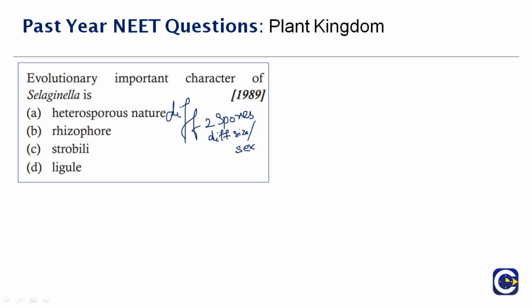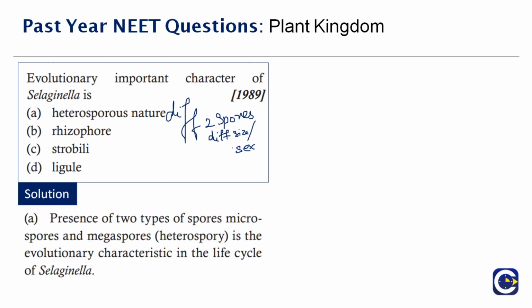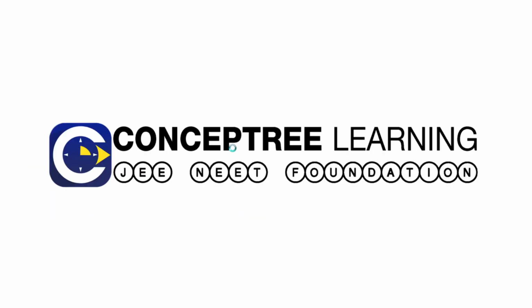So what makes the system very unique is that the male and the female gametophyte get retained on the parent sporophyte. This is a unique feature which helps the evolution of the seed habit, and we discussed it in the earlier slides. Therefore, the correct answer to this question, the evolutionary important character of Selaginella, is heterosporous nature, which is option A. That is what they have given in the solution part also. There are two types of spores. Fine. With this, we complete part 5.